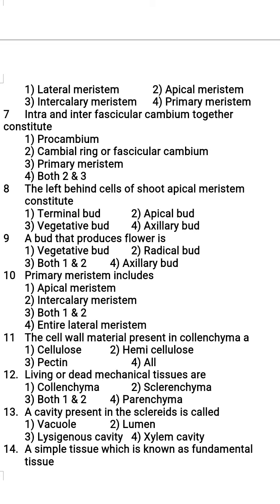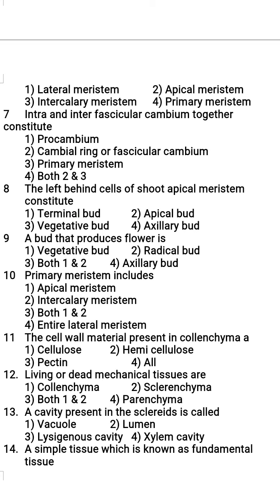Is it clear? This part we had a discussion in previous class. Living or dead mechanical tissues, what are those? Collenchyma and sclerenchyma. Exclusively living tissue means parenchyma. No doubt about it. Right? Then, students, let's move to 13th question.